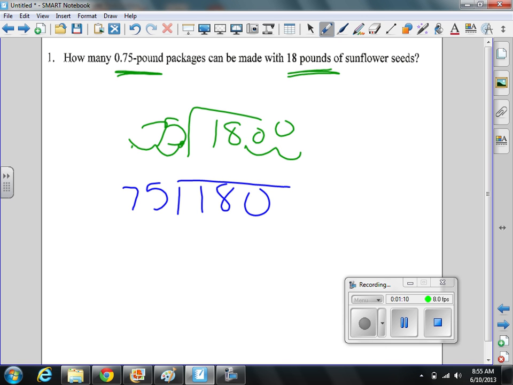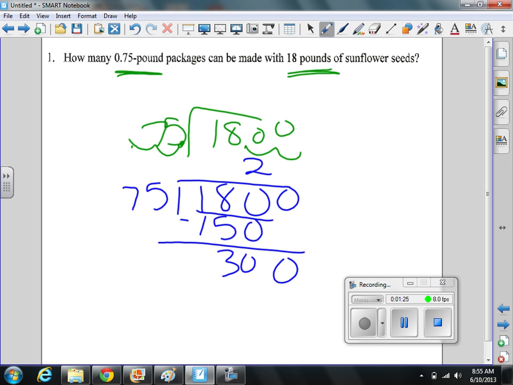Okay, how many 75s go into 180? I hope you all said 2. 75 times 2, 150. 30 left over, bring down the 0. How many 75s in 300? 4. 24.